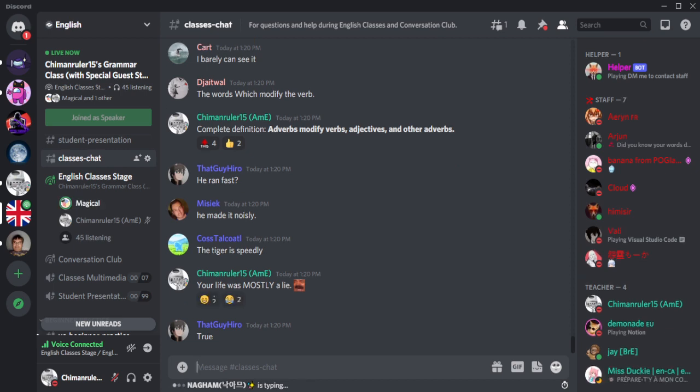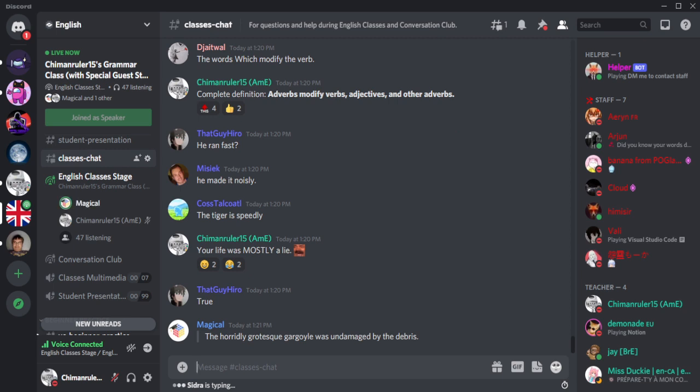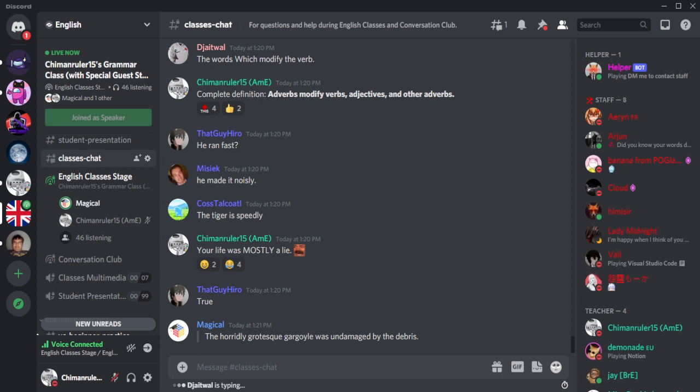Let's go with an adverb which modifies an adjective. Take a look at this. The horribly grotesque, and this is actually a bit hard to read, gargoyle was undamaged by the debris. You don't need to actually understand the whole thing because it has some hard words, but I can give the definition of each word. I'm just going to Google it and send it for you.